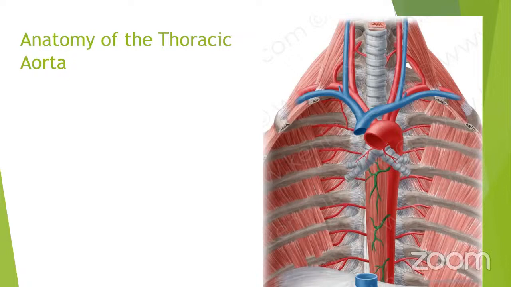At this level, it passes through the aortic orifice of the diaphragm into the abdomen and transitions into the abdominal aorta. It gives off multiple small branches, such as the pericardial branches, bronchial branches, esophageal branches, mediastinal branches, posterior intercostal and subcostal branches, and superior phrenic branches.